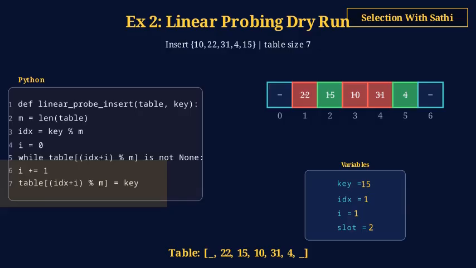15 mod 7 is 1. Slot 1 taken. Probe to slot 2, it is empty. Final table: empty, 22, 15, 10, 31, 4, empty.